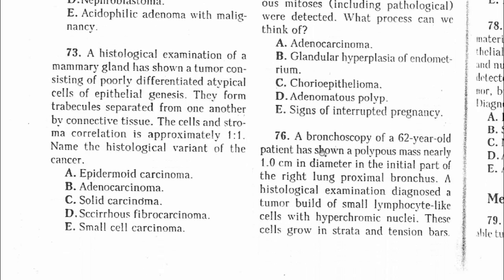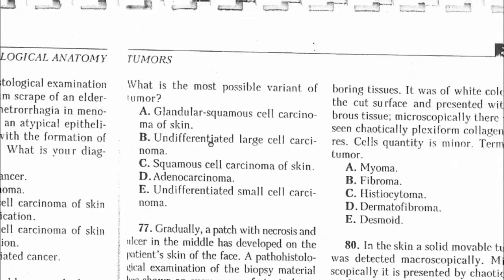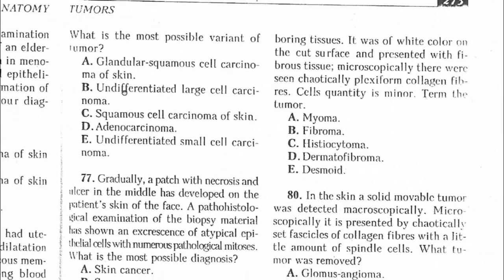76. A bronchoscopy of a 62-year-old patient has shown a polypus mass nearly 1 centimeter in diameter in the initial part of the right lung proximal bronchus. A histological examination diagnosed a tumor built of small lymphocyte-like cells with hyperchromic nuclei. These cells grow in strata and tension bars. What is your possible variant of the tumor?